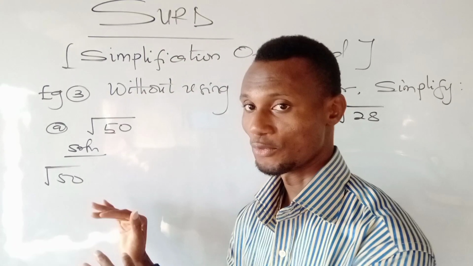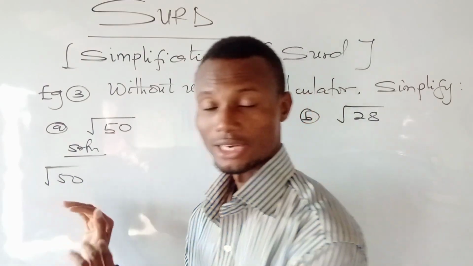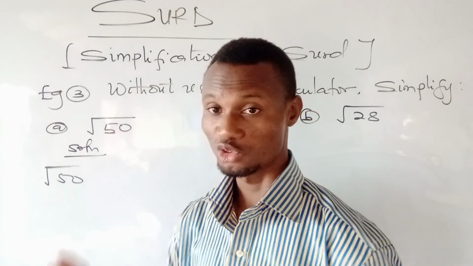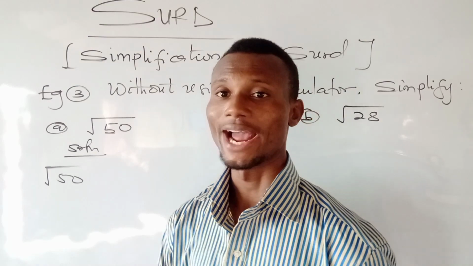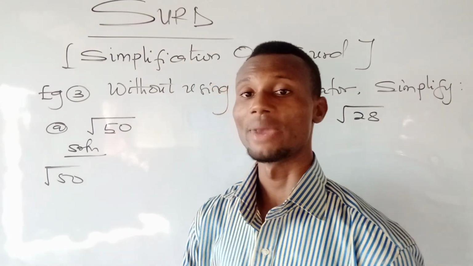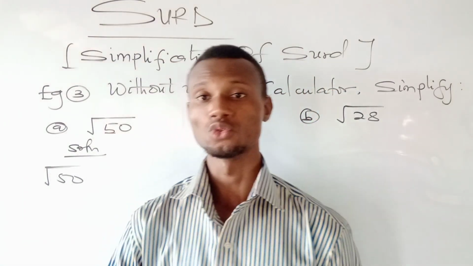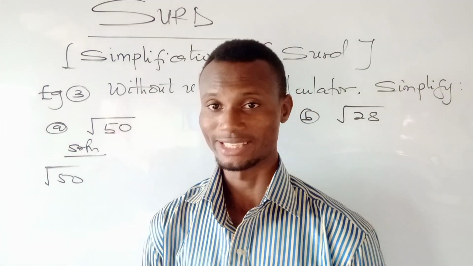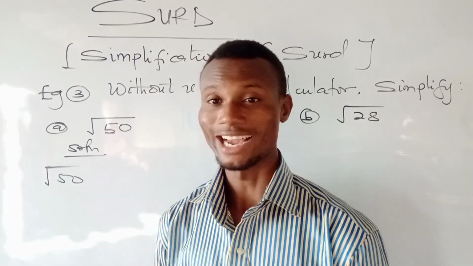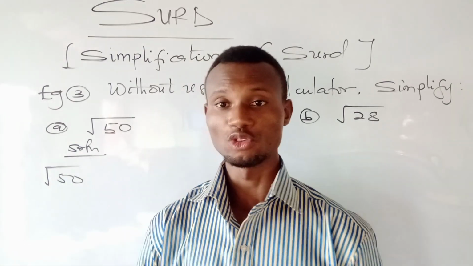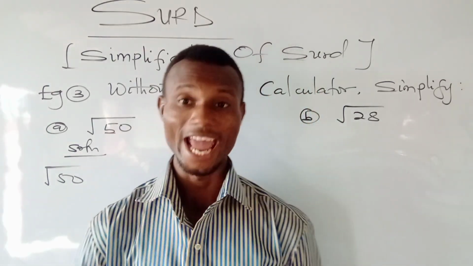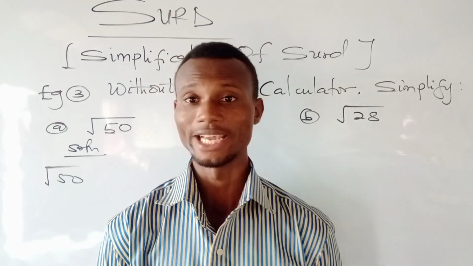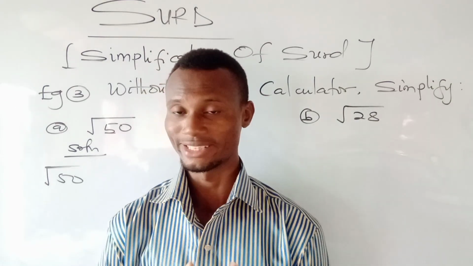I'm repeating it again: for 50, you look for two numbers that can multiply to give you 50, but one of the two numbers has to be a perfect square. I hope the explanation is clear enough.